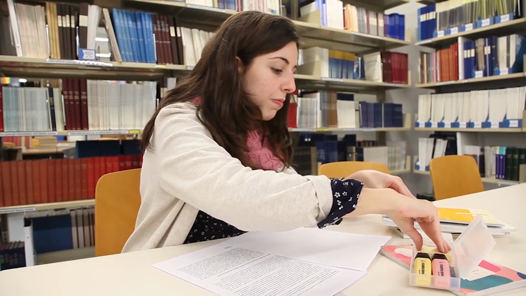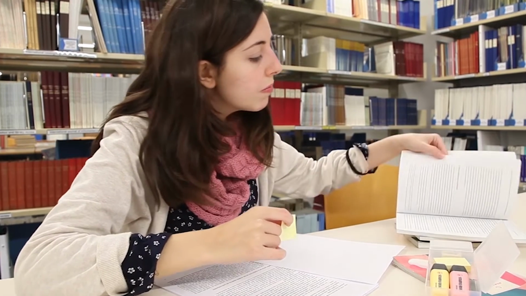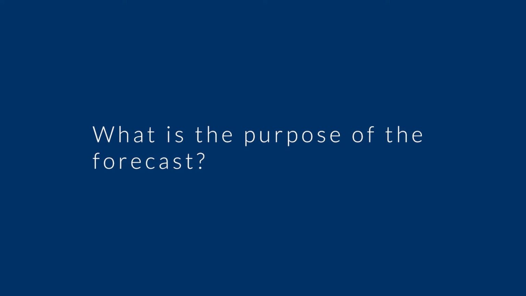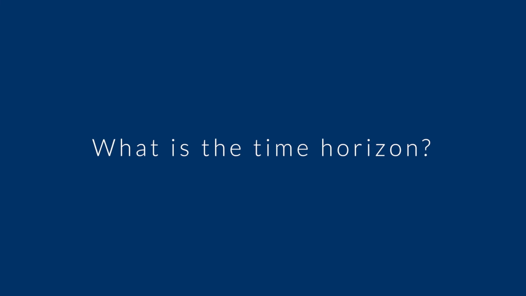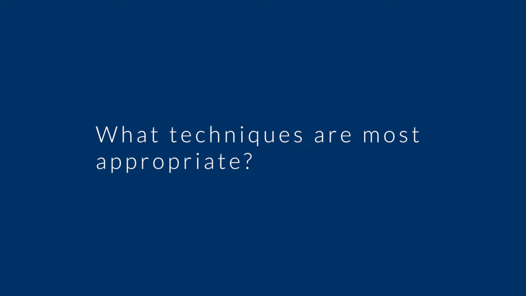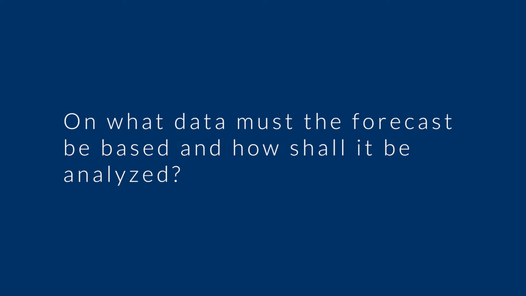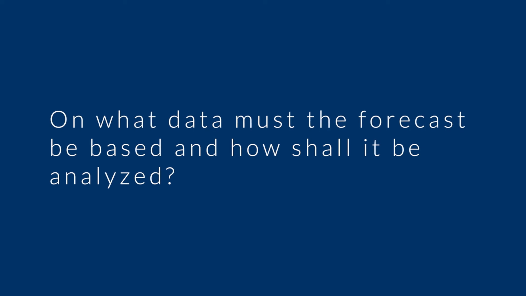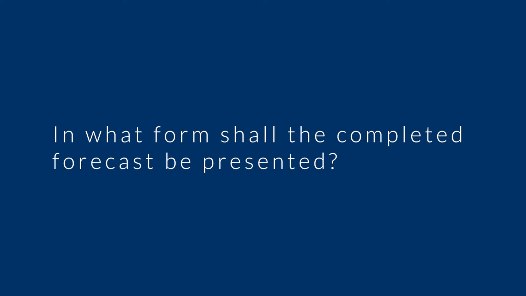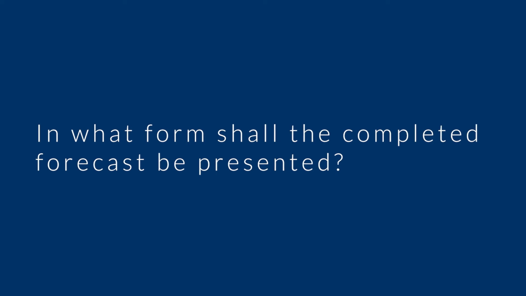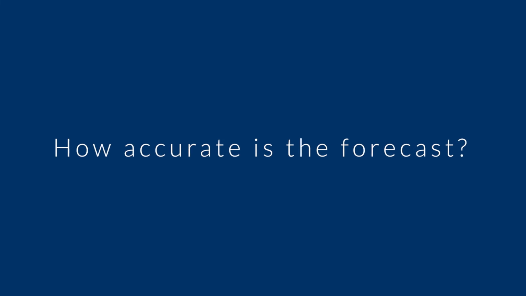According to Lessons and Farrington, the following 6 questions should be used when forecasting. Number 1, what is the purpose of the forecast? Number 2, what is the time horizon? Number 3, what techniques are most appropriate? 4, on what data must the forecast be based and how shall it be analyzed? 5, in what form shall the completed forecast be presented? And finally, how accurate is the forecast?